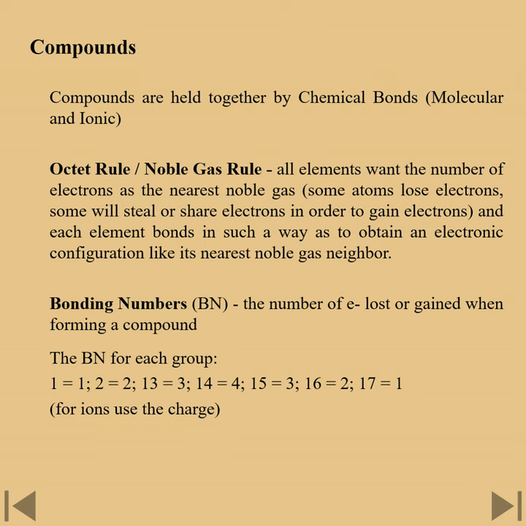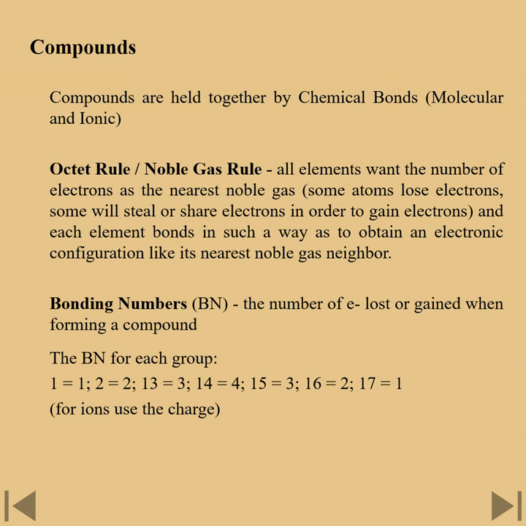You could also just grab an example. How about element 13, aluminum? Well, it wants to be like neon with 10 electrons. Neon is closer with 10 than argon with 18. So it's going to lose 3 electrons to have 10 electrons like neon.